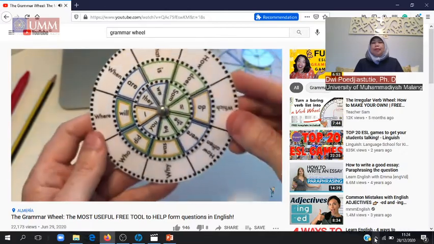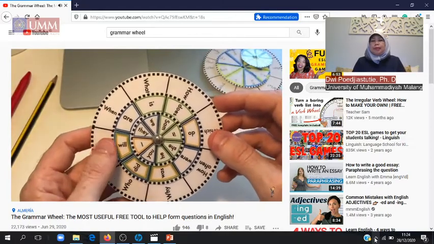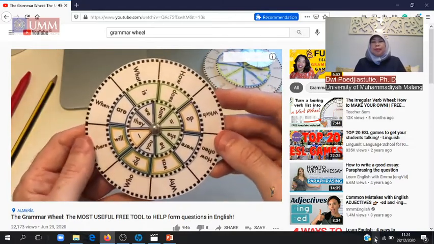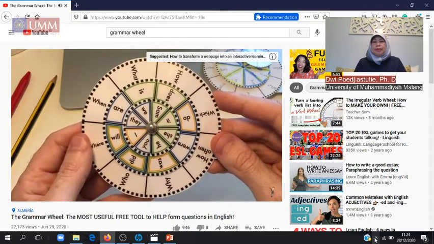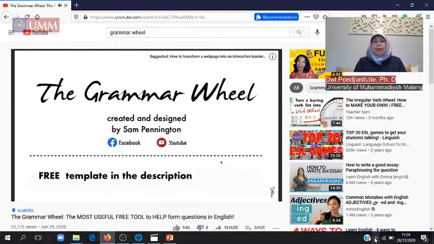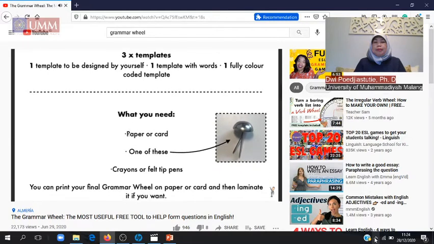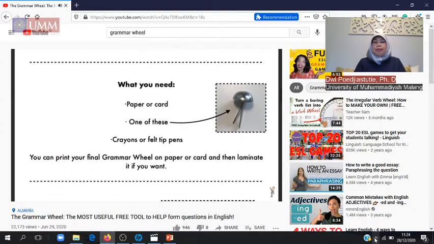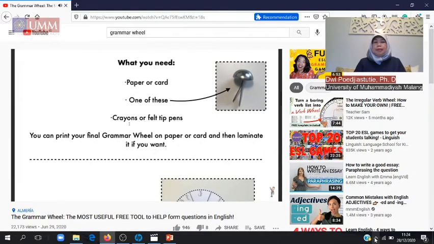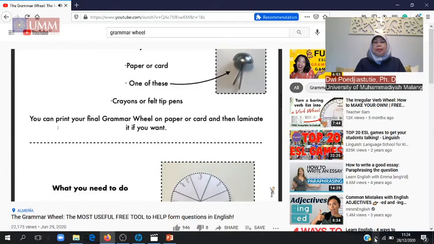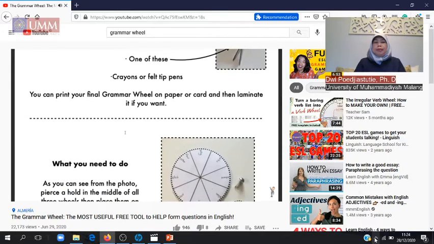There you go. Now I'm going to show you the free template and what's included if you want to download it. So in the free template, you will receive a template to be designed by yourself, a template with words, and one fully coloured template which I created. What you need is paper or card, one of these, crayons or felt tips, and you can print your final grammar wheel on paper or card and then laminate it if you want.